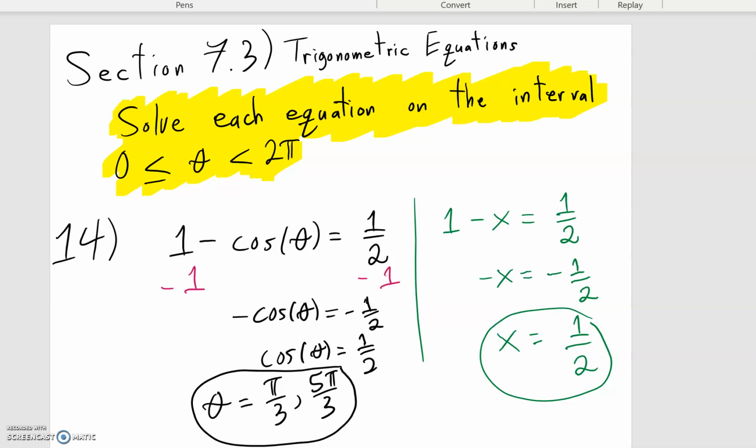From here, I will use trigonometry in order to solve for theta. This is going to give me two solutions here, theta equals pi over 3 and 5 pi over 3. Bear in mind, we are not looking for the general solutions for these problems. We are just asked to solve these equations for theta on the interval that theta is greater than or equal to 0, but less than 2 pi.